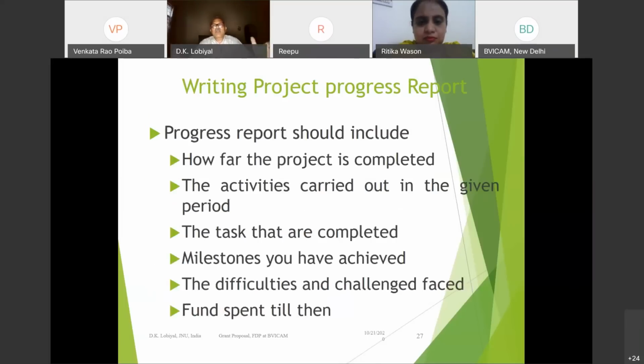Then once you have been given a project, you have to carry it out as per your plans. That cannot be talked about in a lecture like this.